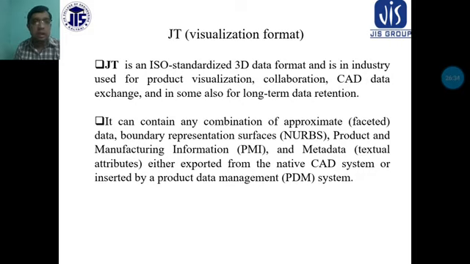Another thing is that it can contain any combination of approximate faceted data and boundary representation surfaces. That means NURBS systems are used in the JT visualization format. It also holds product and manufacturing information, that is PMI, and metadata, that is textual attributes, either exported from the native CAD system or inserted by a product data management system.